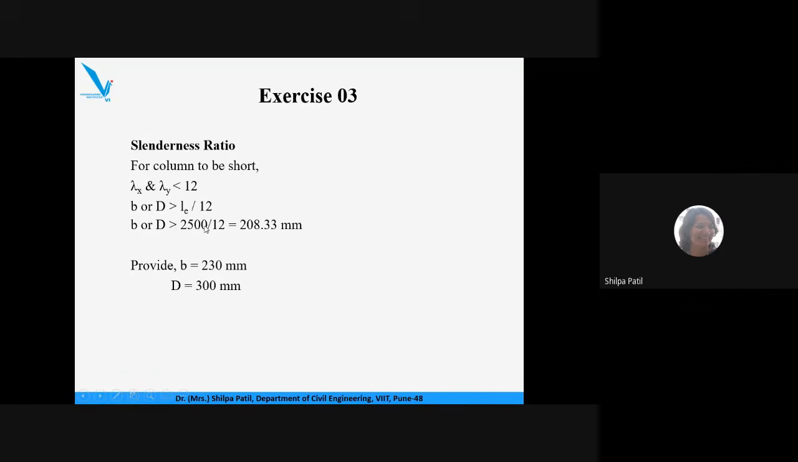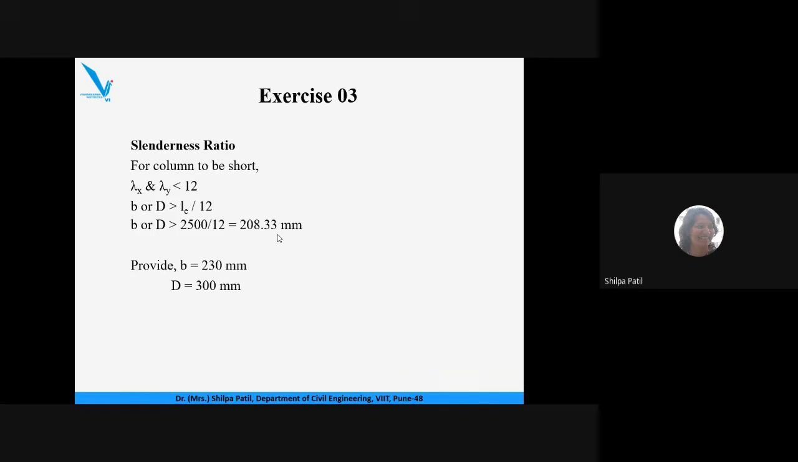divided by 12. Why 12? Because I don't know what B and D are initially. I have to decide the dimension, right? So I'm taking the help of the slenderness ratio now. What is slenderness ratio? L by D or L by B, or Lx by D and Ly by B. That is the slenderness ratio. I don't know what D and B are initially, so I'm keeping them unknown, putting L here and equating the term to 12. So I will get the value of D or B as 208.33. So your depth of the column should be equal to or greater than 208. Width should also be equal to or greater than 208.